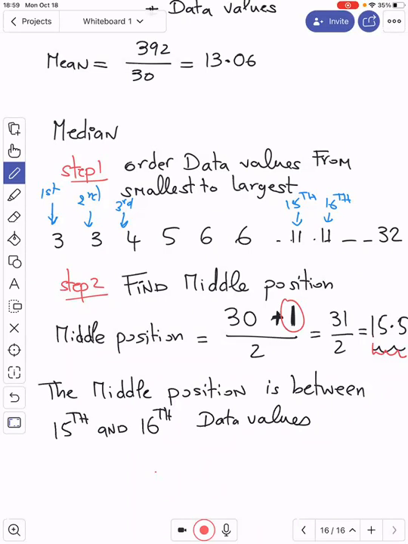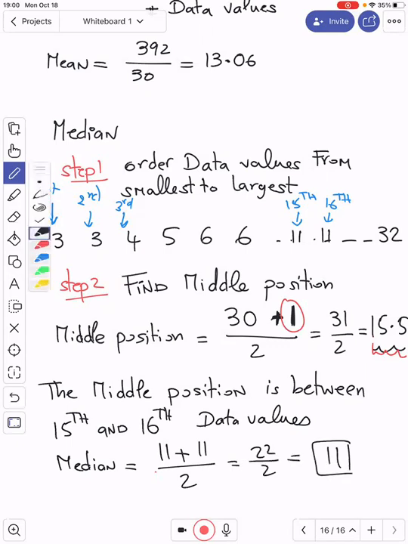All right. So then, guys, the median will be the 15th data value plus the 16th data value, over 2. That will be the average. So that will be 11 plus 11 over 2, which is 22 over 2, and that'll be 11. The answer is 11. Again, this 11 is in the 15th position, and this one is in the 16th position. Makes sense? I hope so.